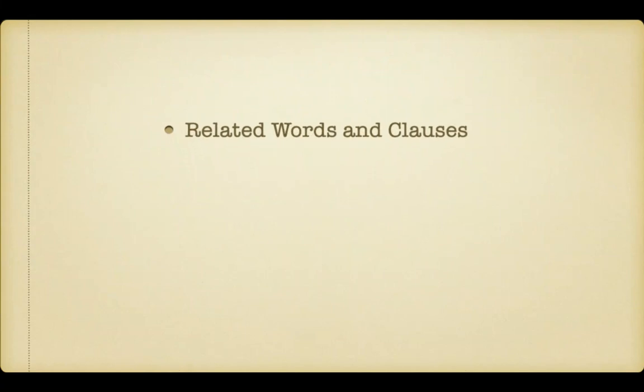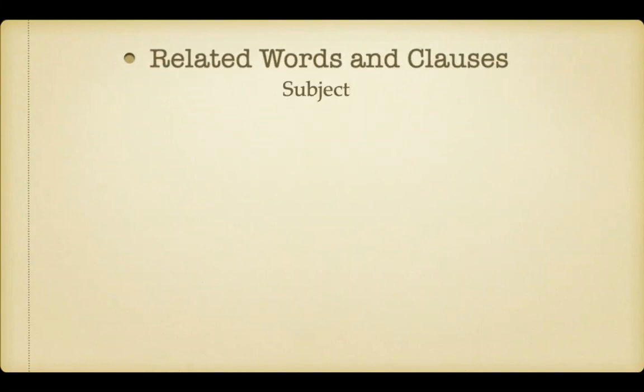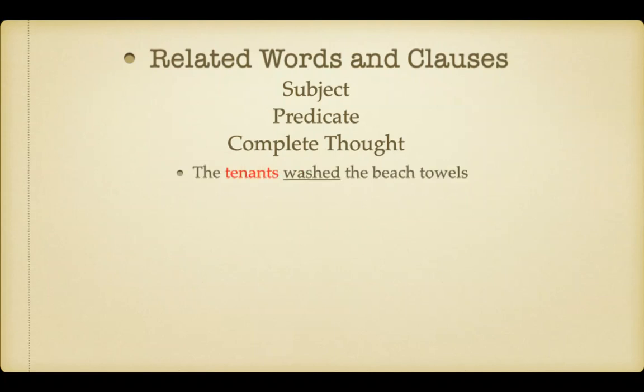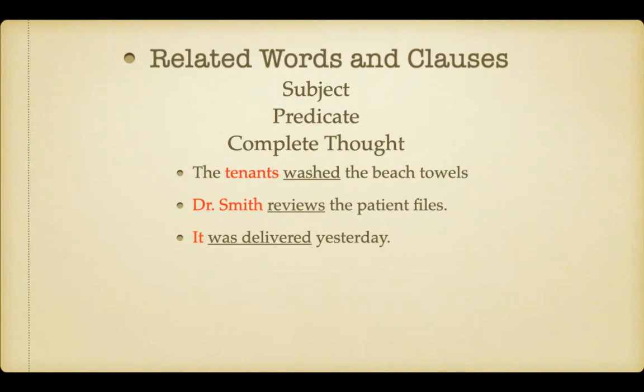A simple sentence includes the following: a subject, a predicate, and it's a complete thought. Here are some examples. The subject will be in red and the predicate will be underlined. The tenants washed the beach towels. Dr. Smith reviews the patient files. It was delivered yesterday. The tenants washed and folded the beach towels.